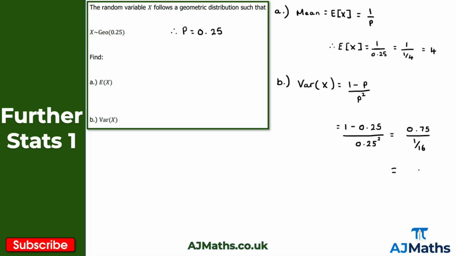Obviously, what you could do is just put this into your calculator. If you're doing this by hand, this would be the same as 0.75 times 16, because we're dividing by 1 over 16. In that case, 0.75 times 16 gives us 12. But like I said, absolutely fine to just throw that into your calculator. Either way, you get 12 for the variance. So the variance of the random variable X is 12. And there we have it, that's the solution to question 1.